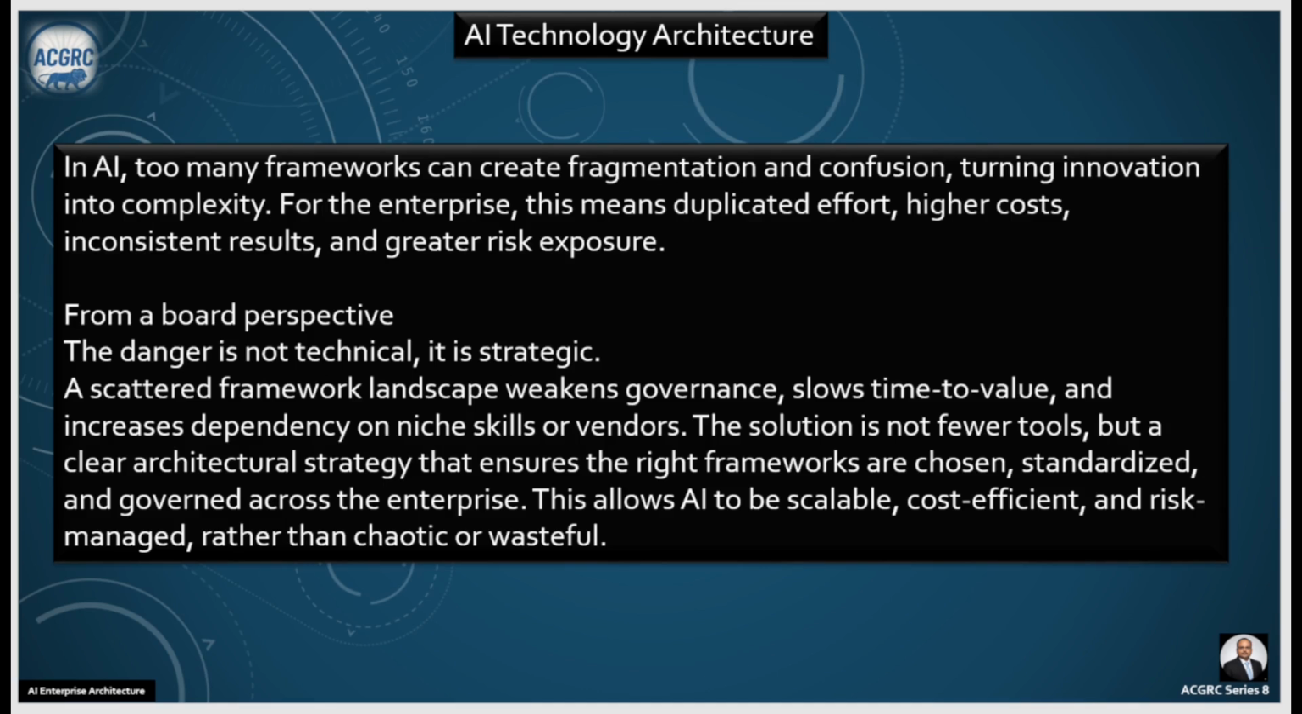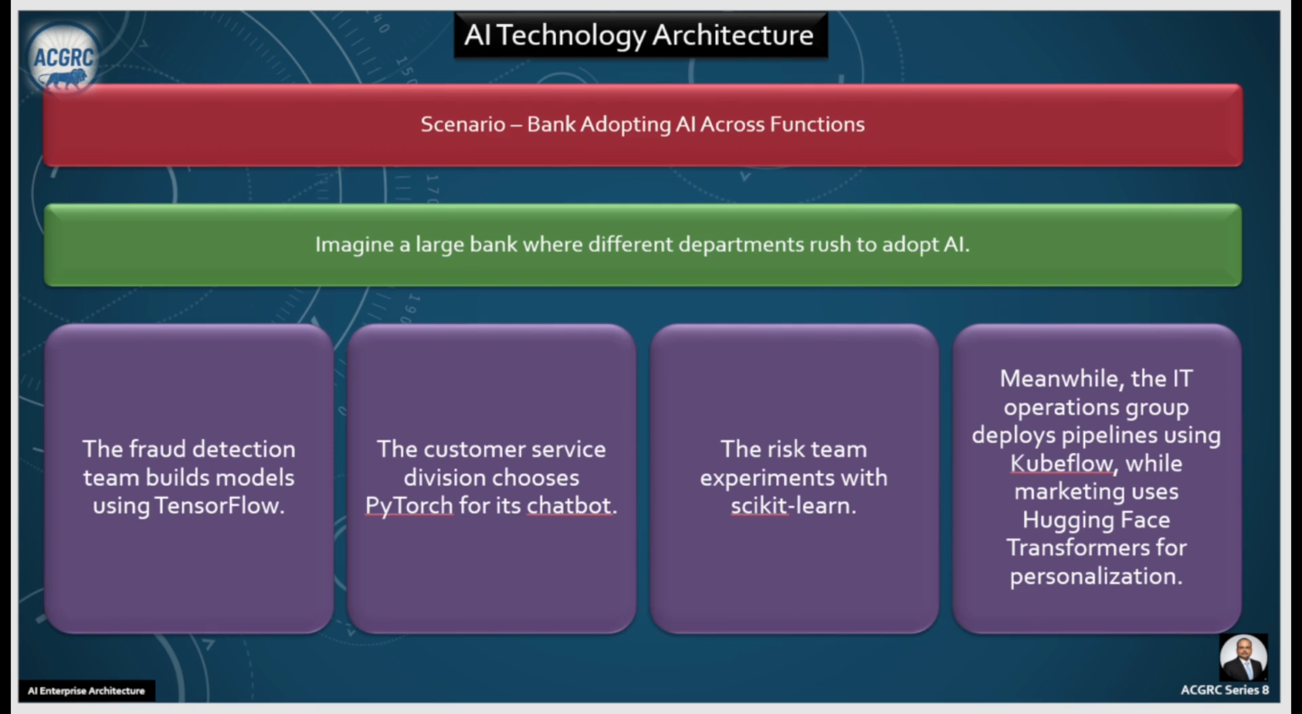The solution is not fewer tools, but a clear architectural strategy that ensures that the right frameworks are chosen, standardized, and governed across the enterprise. This allows AI to be scalable, cost efficient, and risk managed rather than chaotic or wasteful. Moving forward, there are quite a few scenarios that we can discuss.